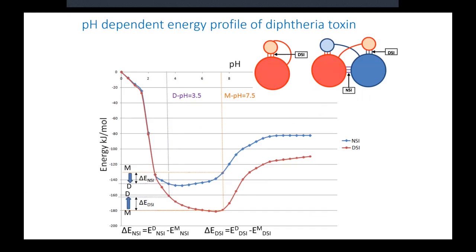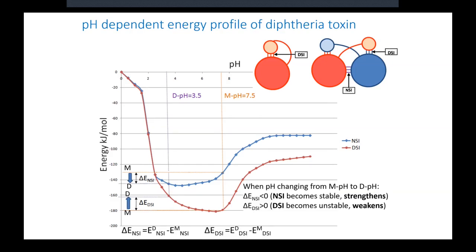In other words, we observed weakening of DSI and strengthening of NSI at acidic pH, which favored formation of domain swap structures. Let's see this in detail.